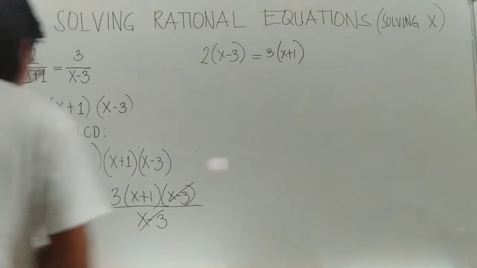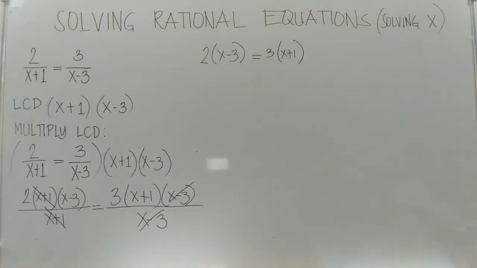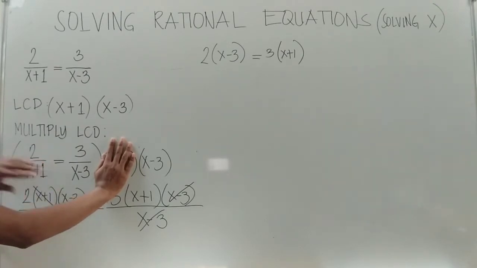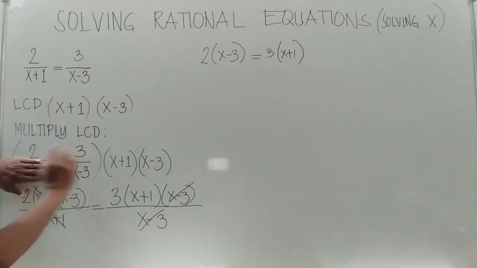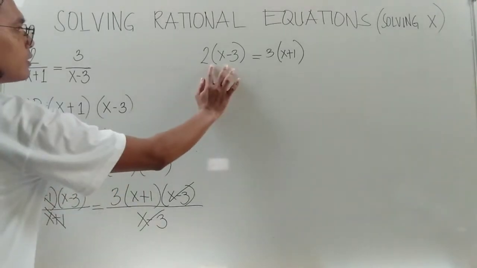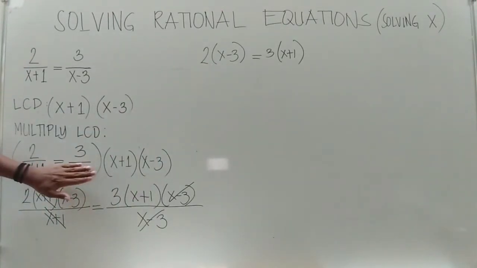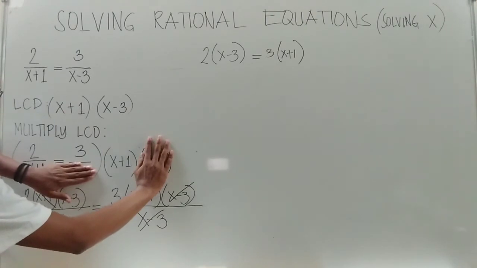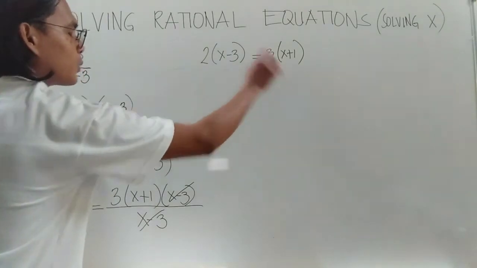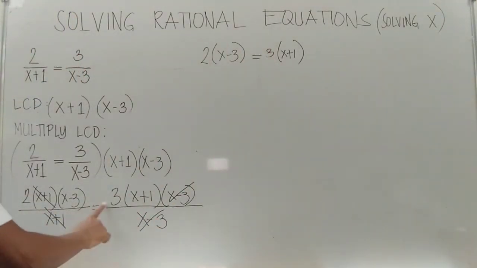That is why previously I taught you this shortcut: just cover x plus 1 and x plus 1 because they are common, and then multiply the numerator to the remaining LCD, which is x minus 3. So 2 times the remaining LCD, the quantity x minus 3, because the other factor is 1. Then on the other side, the common is x minus 3, so the remaining LCD is x plus 1 times your numerator 3. So you will get this one. But in basic and fundamental steps, we will have this one.